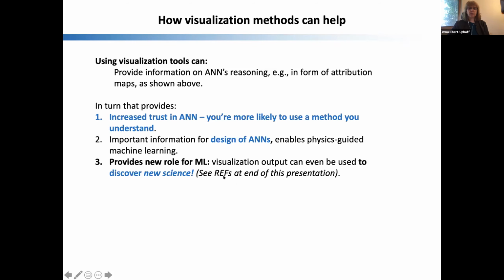It also can provide a new role for machine learning. If you first train a neural network to recognize patterns, and then you're able to extract those patterns, you can actually discover new science. And I only have one slide of that, but we will get back to this later.